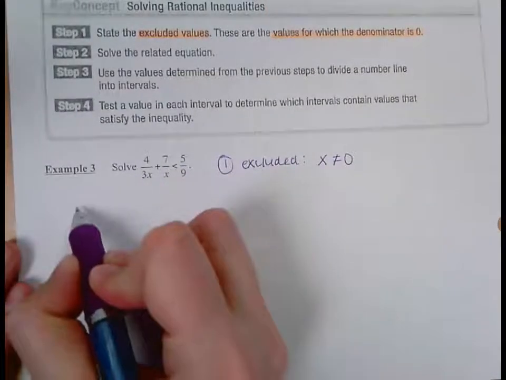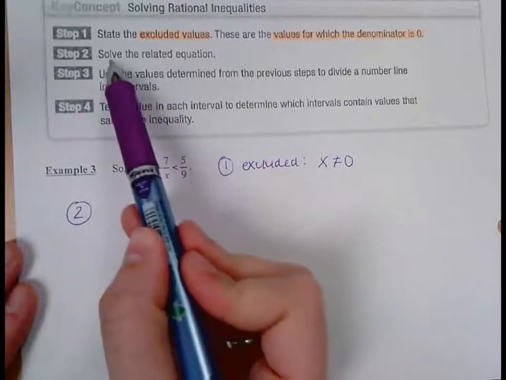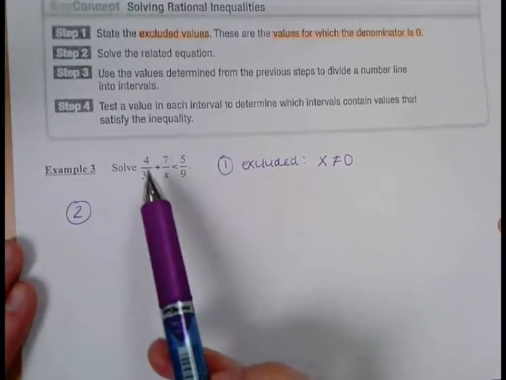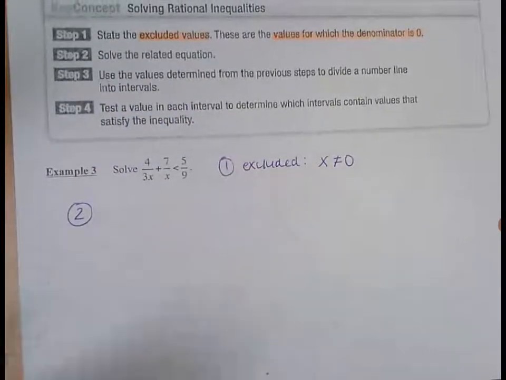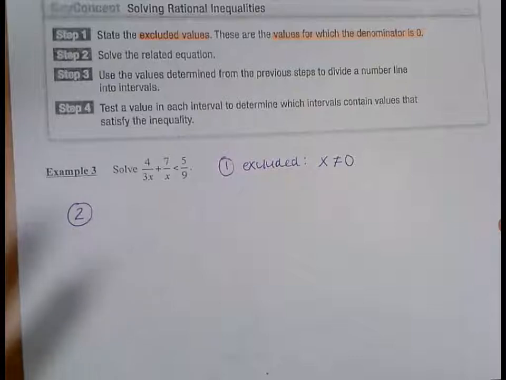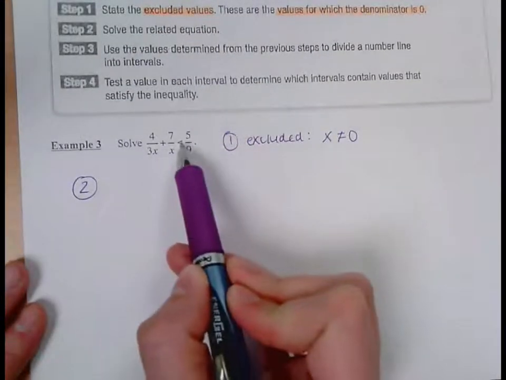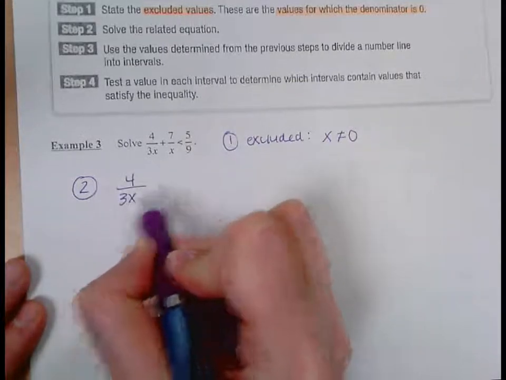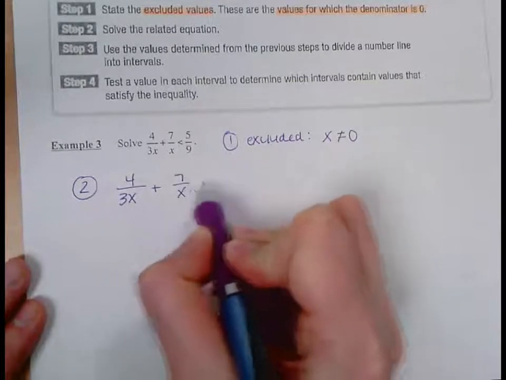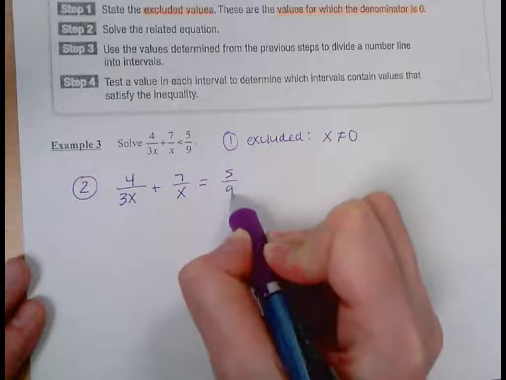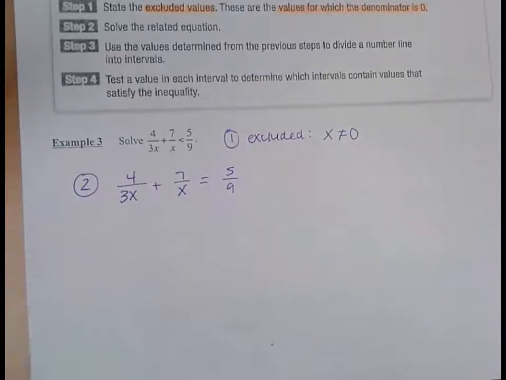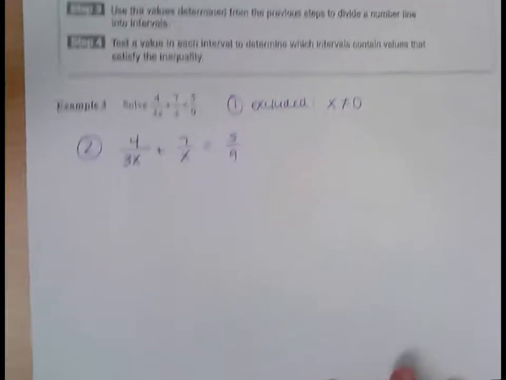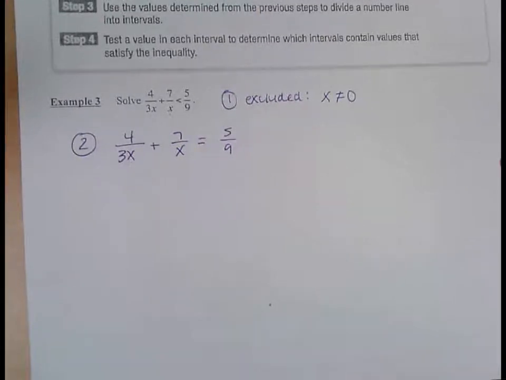Step 2 then is to solve the related equations. And then you solve this as if it's just an equation and not an inequality. So I'm going to rewrite this with an equal sign. So we're solving 4 over 3x plus 7 over x equals 5 over 9. So this is like how we solved numbers 1 and 2. Find a least common denominator.